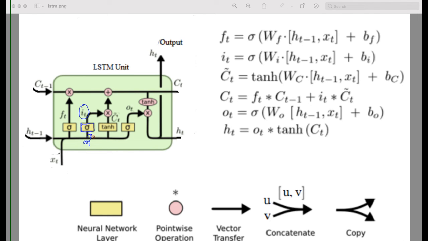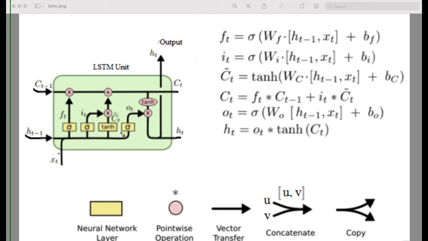Now what I'm getting here is ht minus 1 and xt, and they are concatenated. So ht minus 1 comma xt, the concatenation of these two, and the weight wi. With this I'm adding a bias term bi here, and on this I'm applying the sigmoid, and that's how I am getting it. So it is the sigmoid applied on the product of weight wi and ht minus 1 comma xt, plus bias term. That's what it is, right?